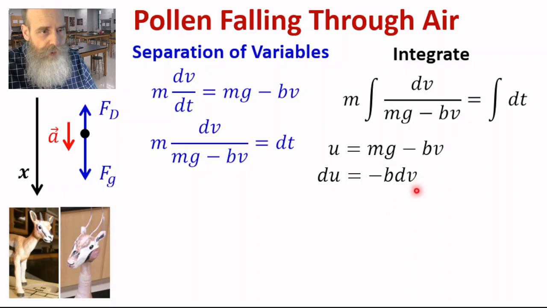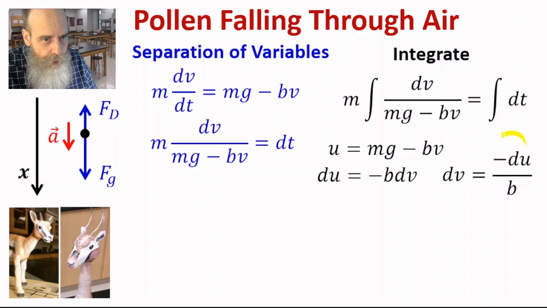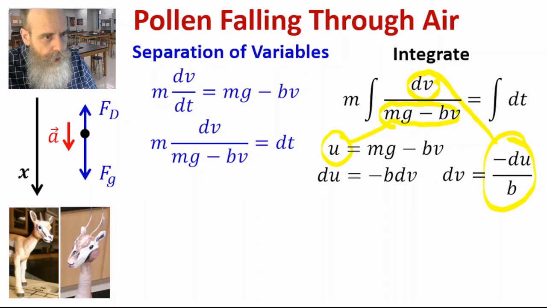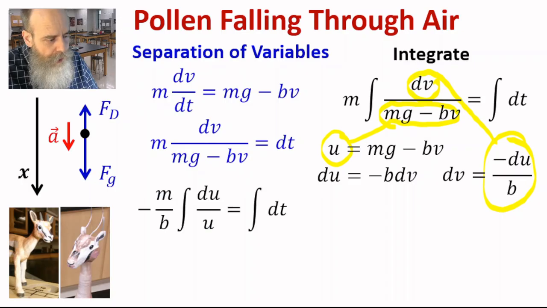So let's solve this thing for dv. And we get this. dv is negative du over b. So now what we want to do is replace dv with negative du over b. So make that replacement there. And instead of mg minus bv, we'll put u into our equation. So make those two replacements. And this is what we get. Negative m over b du by u equals dt.